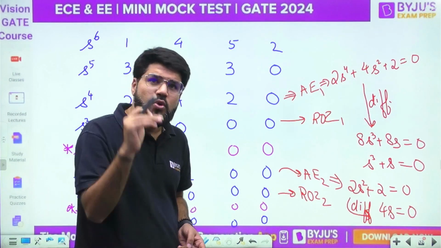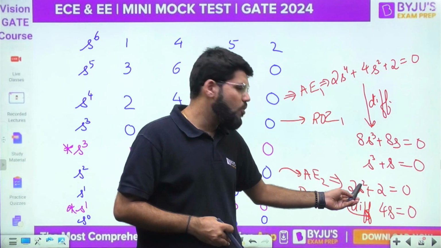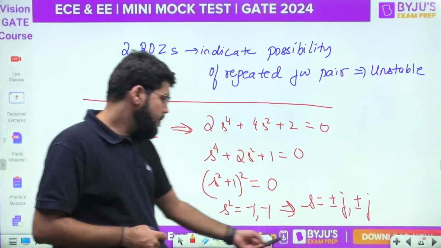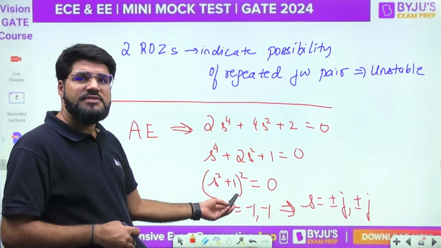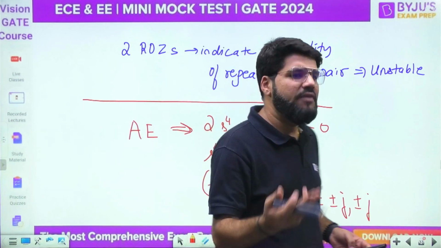Because whenever there are two auxiliary equations, the second one will always be a factor of the first one. Take 2 common, s square plus 1. Okay, s square plus 1 is one of the factors. It is s square plus 1 into s square plus 1. So the second auxiliary equation will always be a factor of the first.